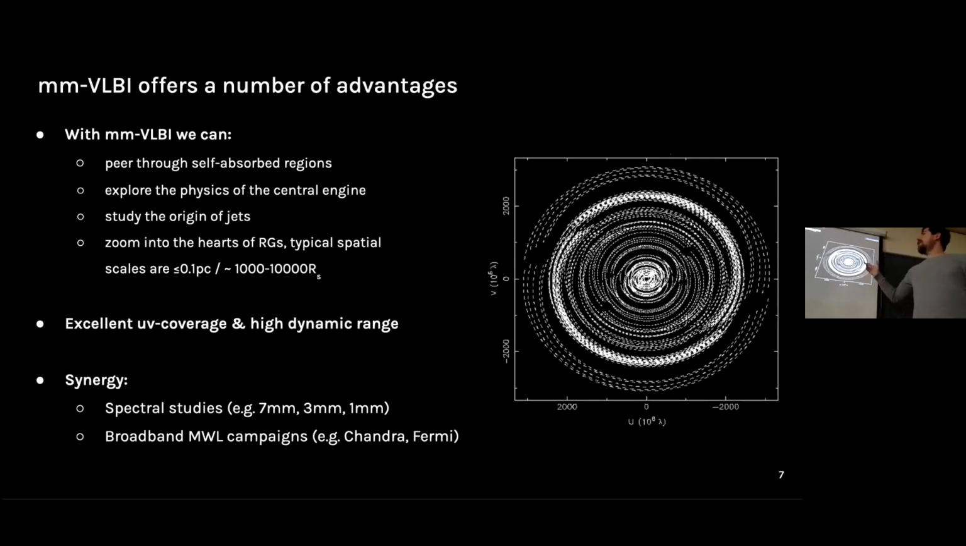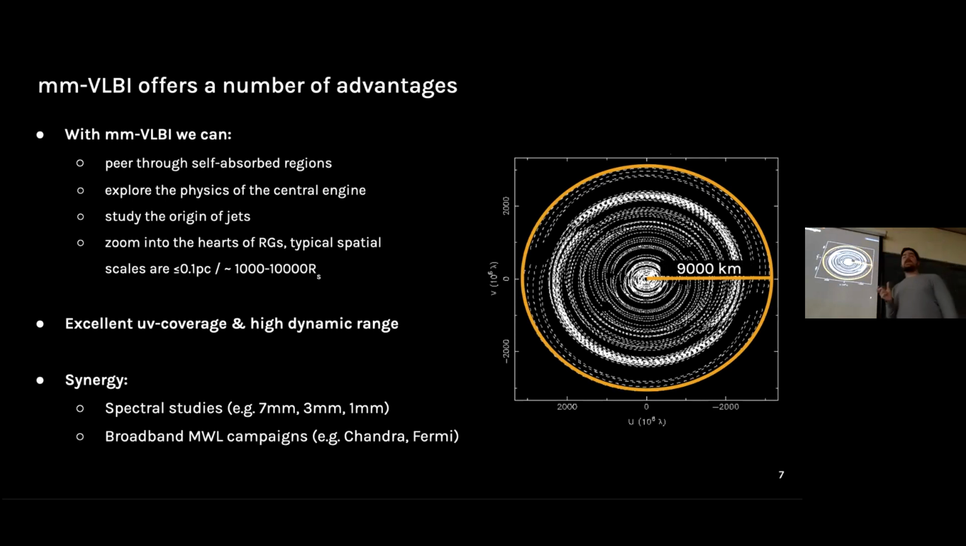Specifically with the GMVA, we get excellent UV coverage and high dynamic range, as you can see here on the right. And to guide the eye, I'm plotting here a circle with the radius of what a telescope would be if it had the size of this simulated array. So this array corresponds to a telescope with a radius of 9,000 kilometers.